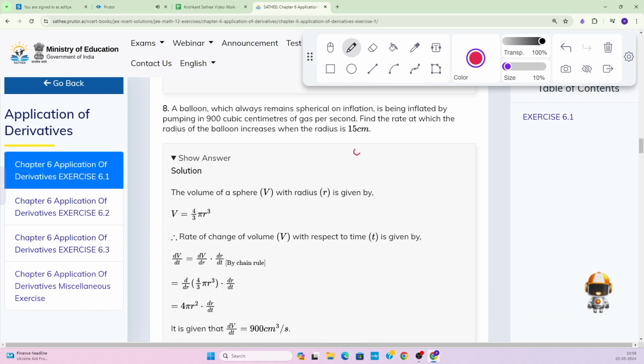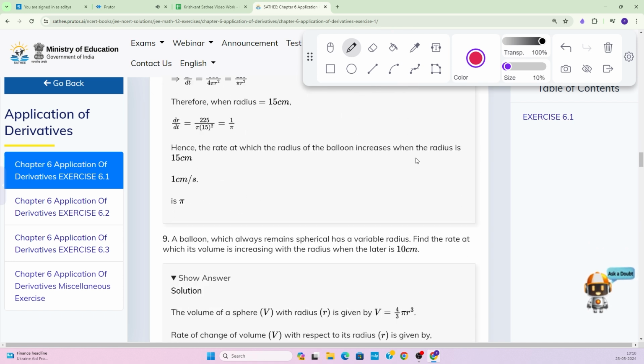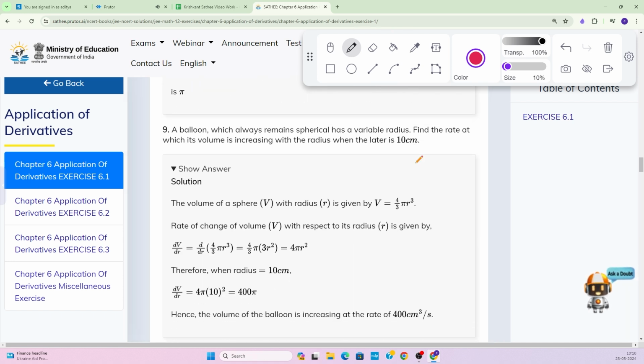Sphere volume is 4 by 3 pi r cube. 4 by 3 pi r cube. Clear? 4 by 3 pi r cube. You must know this. And you must clarify yourself whether in the question you were asked to find dv by dt or dv by dr or some other thing. Okay, clear? So the same thing, you must know the volume for sphere.